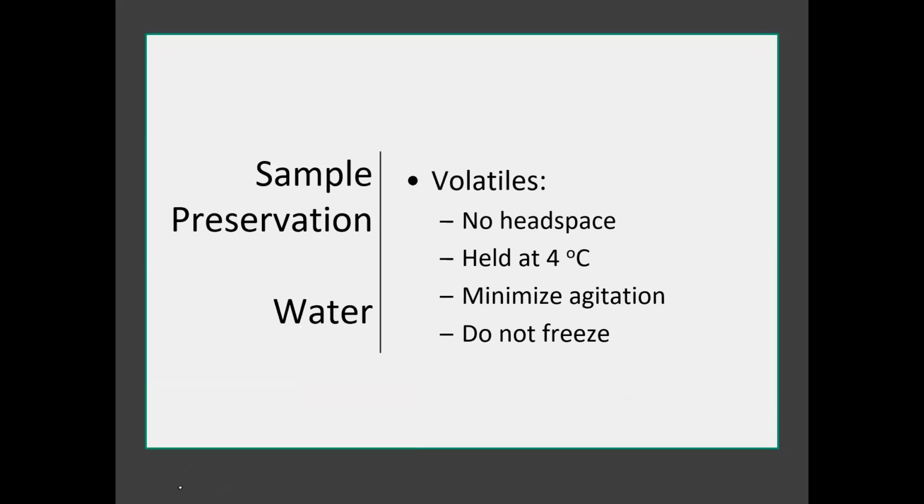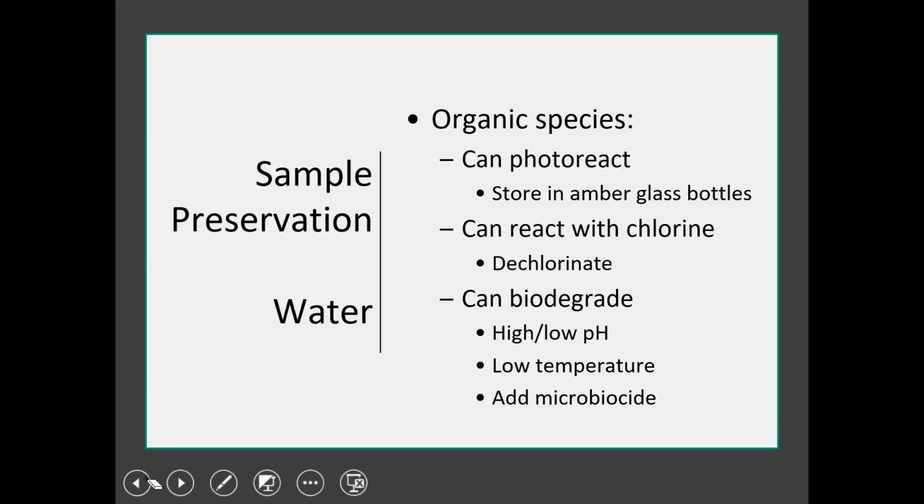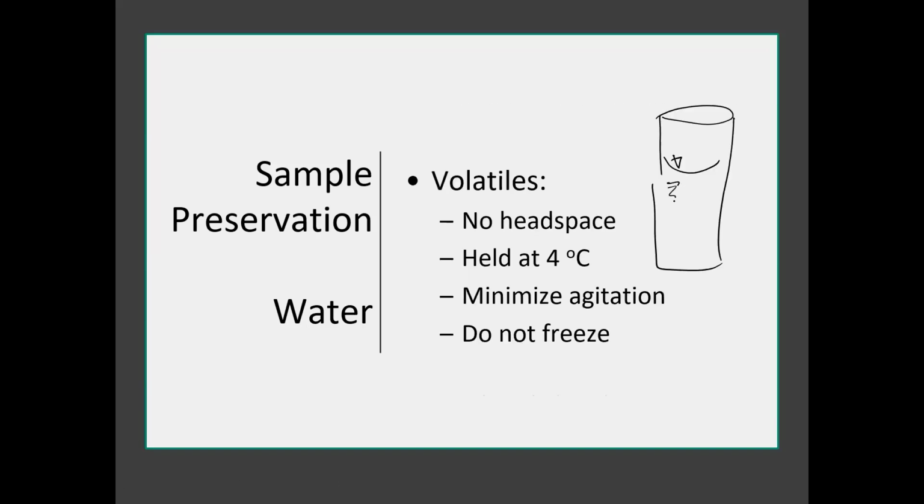Preserving samples is also important. For instance, if you're sampling for volatile chemicals, you don't want any headspace. Here's my sample vial, and here's my water level. Okay, so here's my water level, and I have volatiles. I can end up with chemicals volatilizing into the headspace. And then when I go and sample the water, the concentration is lower than what was actually there when I collected it.